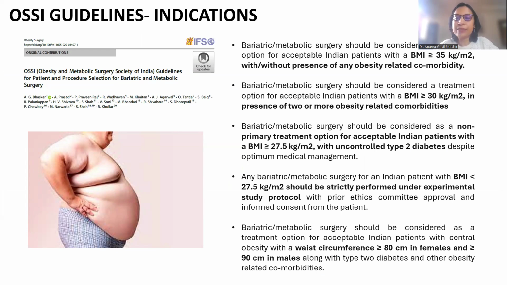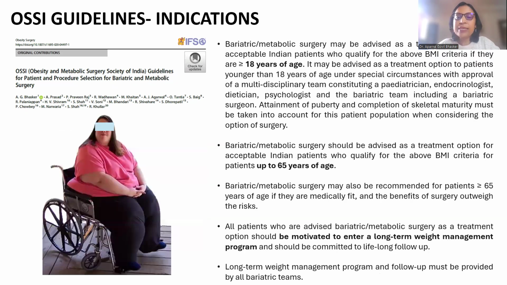Anyone with a BMI more than 30 in the presence of two comorbidities can be considered as a candidate. If a patient has uncontrolled diabetes despite optimal medical management, and the BMI is more than 27.5, they may be considered for metabolic surgery. The age criteria would be 18 to 65, but it's not a very hard cutoff.